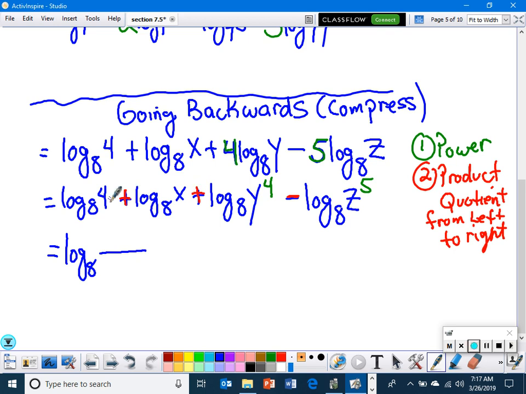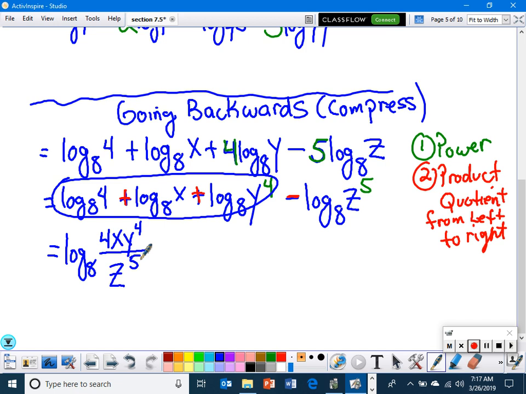Okay, so we've got a 4, and we've got an x, then we've got y to the 4th power. All of this is in the numerator. Okay, that's the numerator. Now the minus sign, that means that's going to go to the denominator. Well, that would just be the z to the 5th power. That is our final answer. So going backwards and compressing it, that's what we end up with. Again, rewatch it if you need to see how it's done.